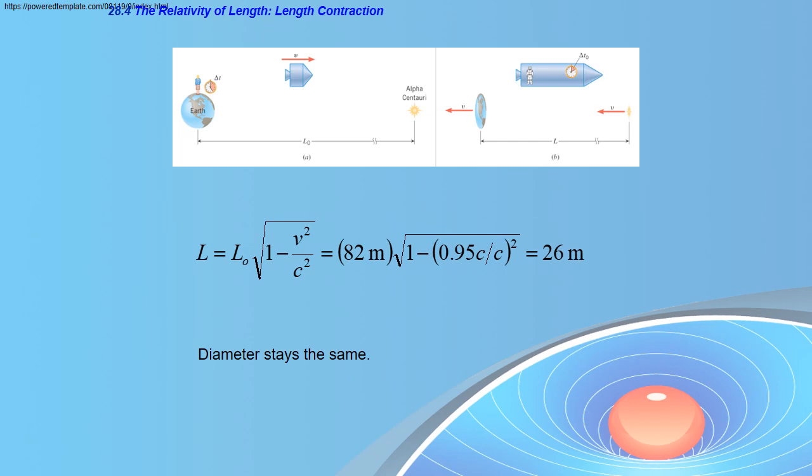So if that spacecraft was sitting on Earth with me, it would be 82 meters long. But since it's going at 0.95 times the speed of light, it appears to me to now only be 26 meters long. Now the diameter stays the same because it is only in the direction of travel that space is warped. And it literally is warped. You're seeing it differently from different reference frames.